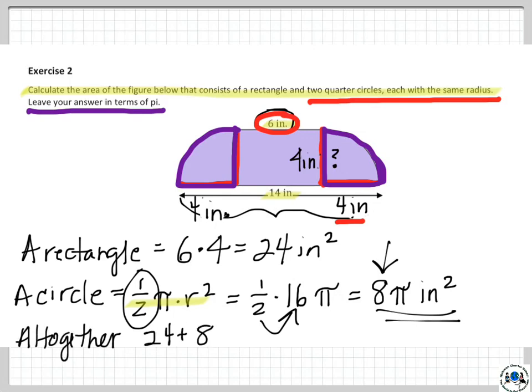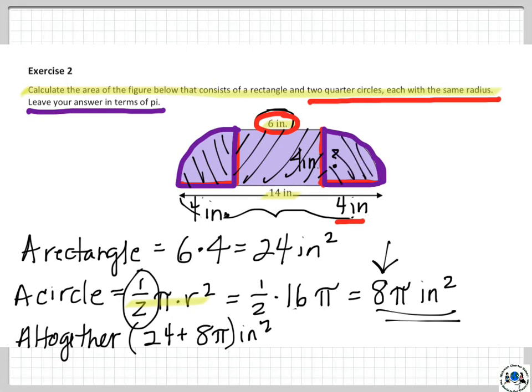Anyway, finally, all together, this is how we would express the area of this figure: 24 plus 8 pi inches squared. Because we have 24 inches squared here, and these 2 together are 8 pi inches squared, you add this rectangle to these 2. And there you have it. Hopefully you got that.